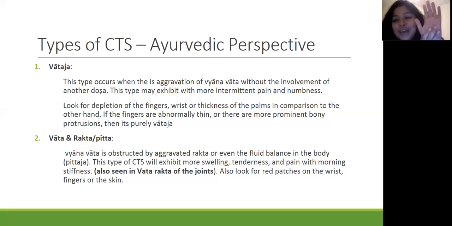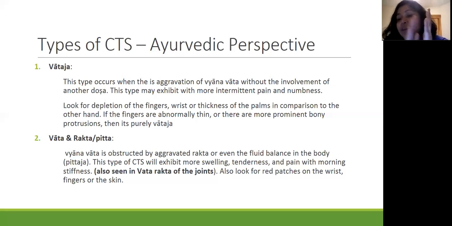Okay, so again, we don't necessarily have a name for it. Doesn't mean that we can't see the doshas. We'll still be able to see the doshas in these conditions. So these are some things, again, all Vata signs and symptoms. That's what you're looking for. So depletion or reduction in the thickness of the fingers, reduction in the thickness of the palm. If it's just one hand, look at the size or the thickness of the palm of one hand compared to the other. If Vata is aggravated in this hand, this one will be slightly thinner or depleted compared to this one. And of course, that is contingent on how long these symptoms have been occurring for.